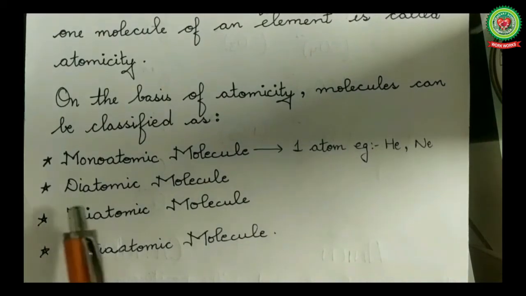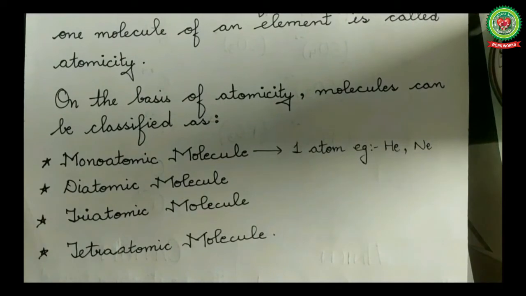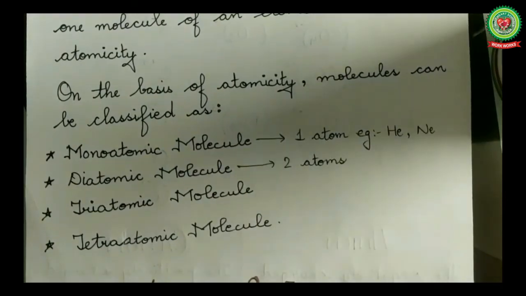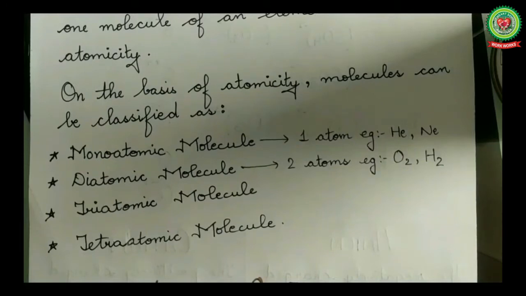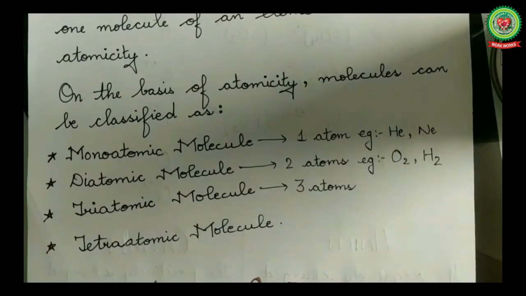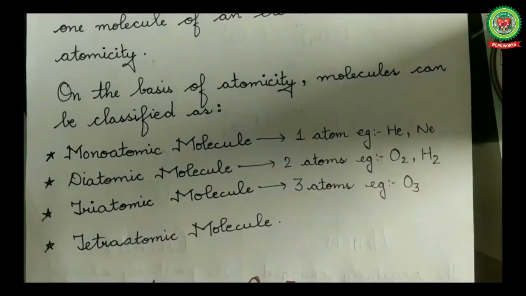Next is diatomic molecule. Di means two. That is, two atoms in one molecule of an element. Example, oxygen, hydrogen. Their single atom cannot exist. Next is triatomic molecule. Tri means three. That is, they have three atoms in one molecule of an element. Example, ozone, O3 molecule. That is, three atoms of oxygen in one molecule of ozone.